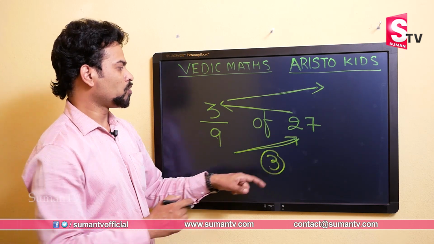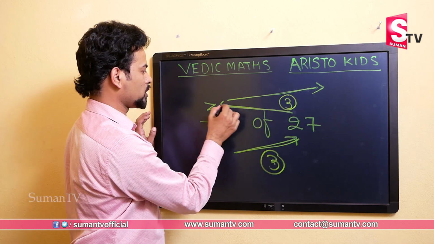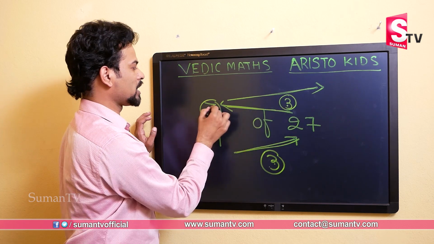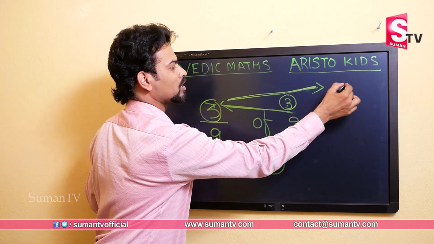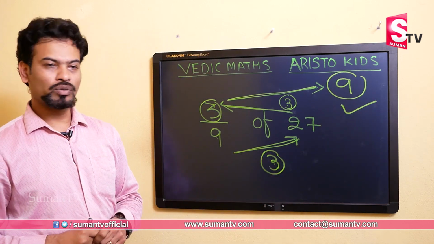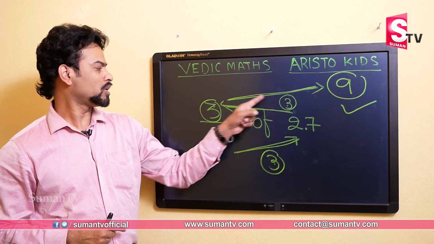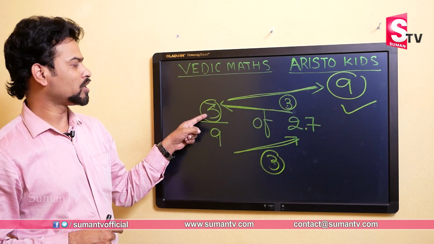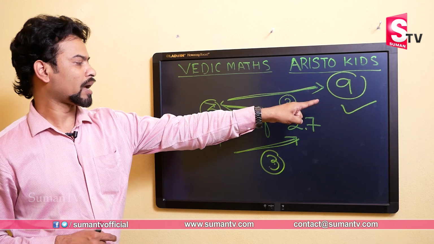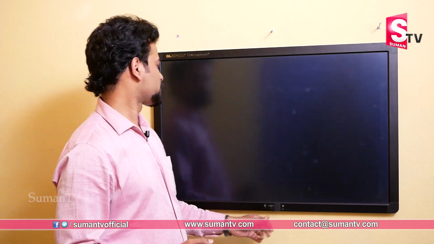Now we will multiply this 3 with this 3. So 3 multiplied by 3 and we got the final answer 9. So this is the answer. So what you need to do, 9 threes are 27, so this quotient 3 you need to multiply again with the numerator. So 3 threes are 9. Let me do one more example so you can understand better.